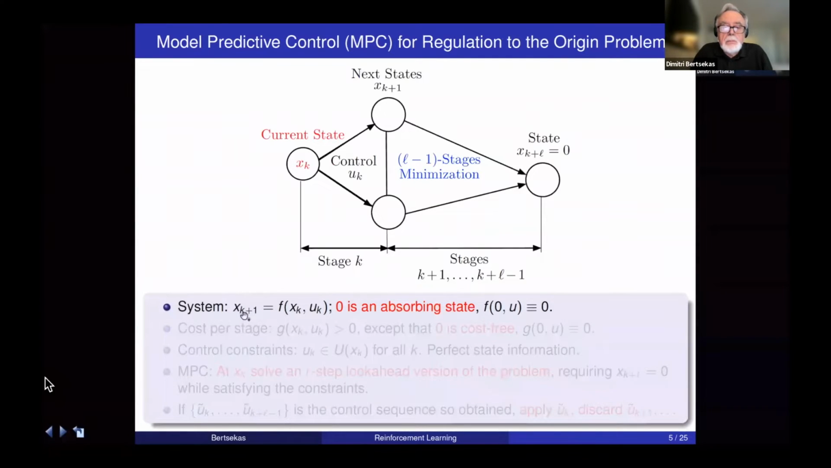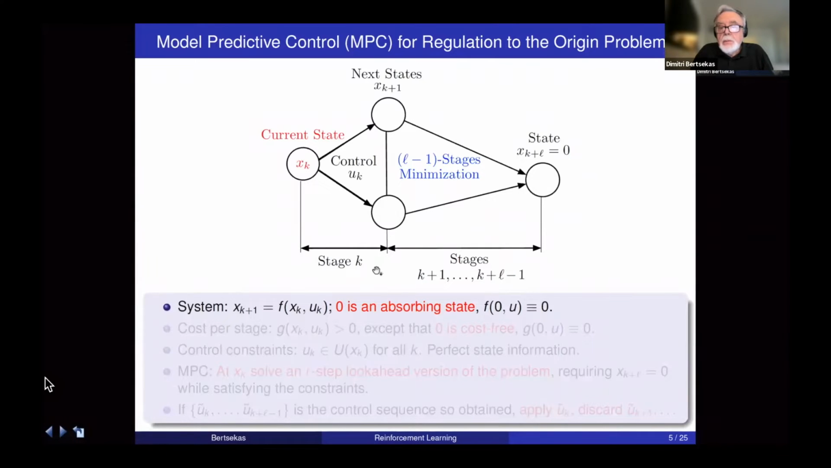We have a system that's deterministic, with state xk and control uk, and this can be linear or nonlinear, but it has an origin, an absorbing state. 0 is a state that once you go into, you stay there. No matter what control you apply, once you reach the origin, you stay there. Of course, this is an idealization that would not be true if the problem was stochastic and there was some noise here, but we consider in this formulation a deterministic problem as an approximation.